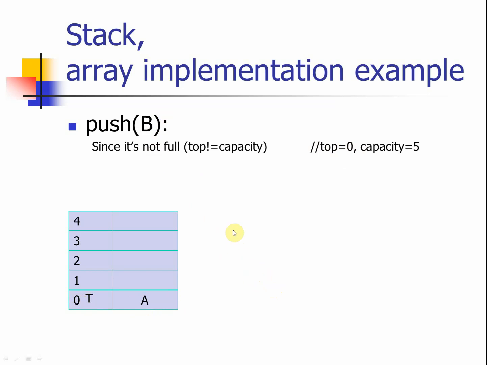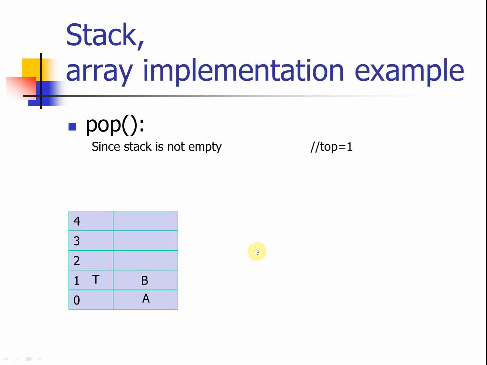If we want to push one more item, and right now A and B indicate any numbers, I intentionally leave it that way. Since it is not full, top is equal to 0, capacity is equal to 5, all we need to do is increment top by 1. So top will change from 0 to 1, and then we will put the value into that space over there. So that's what's happening for another push.